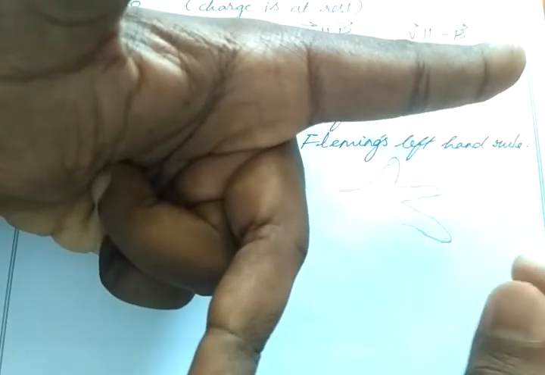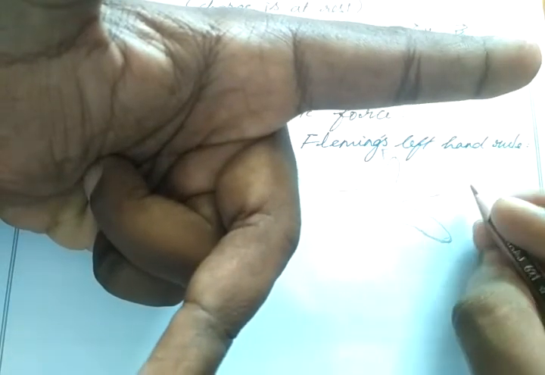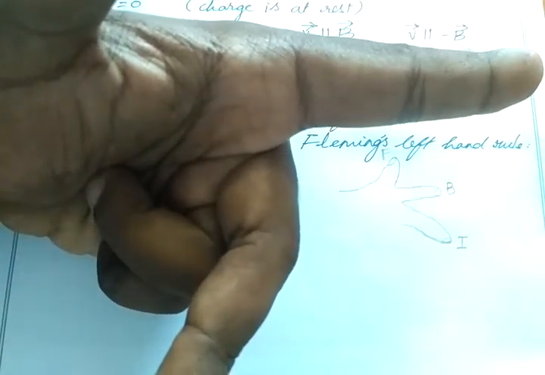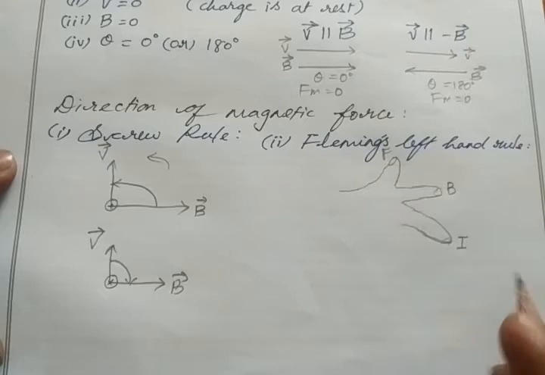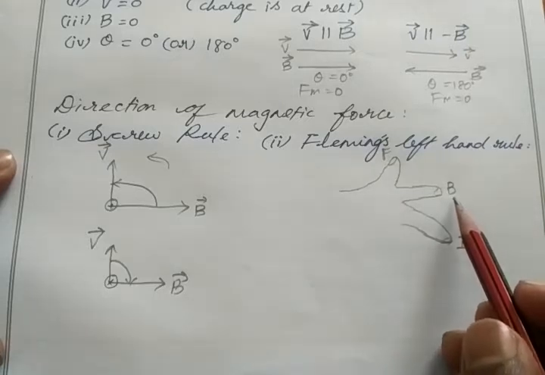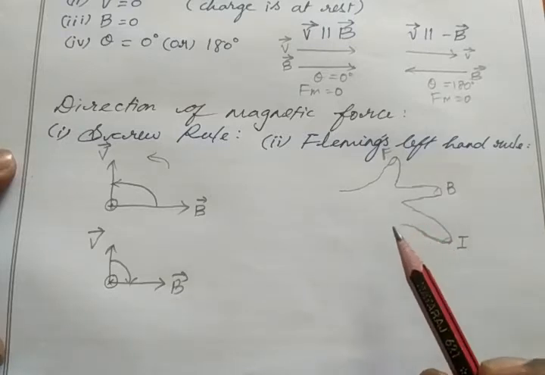Just try yourself. Okay. So my thumb finger shows the direction of magnetic force, forefinger shows the direction of magnetic field. Middle finger shows the direction of movement of charge, that is current. So this is Fleming's left hand rule. So if I point my three fingers of left hand mutually perpendicular with each other, my forefinger shows the direction of magnetic field, my middle finger shows the direction of current, then thumb finger shows the direction of magnetic force.